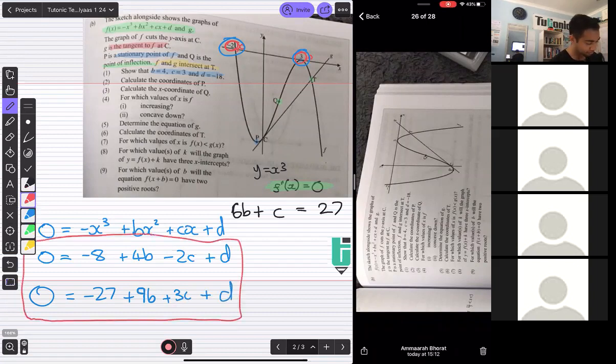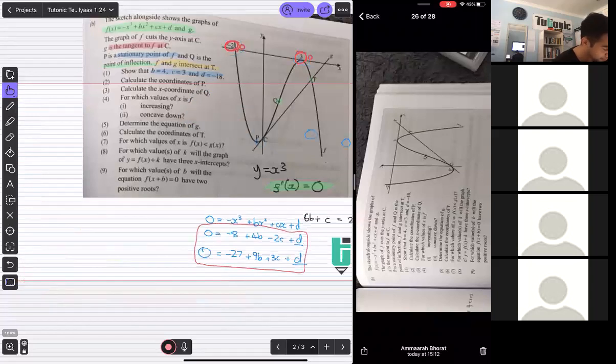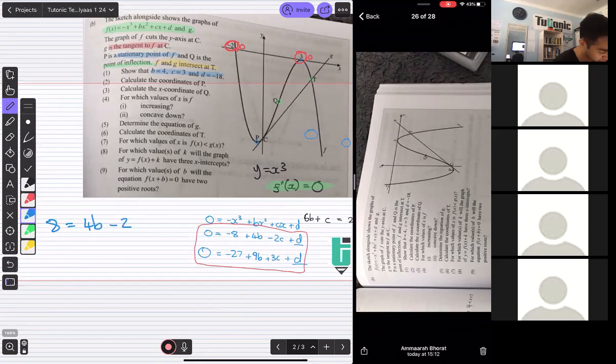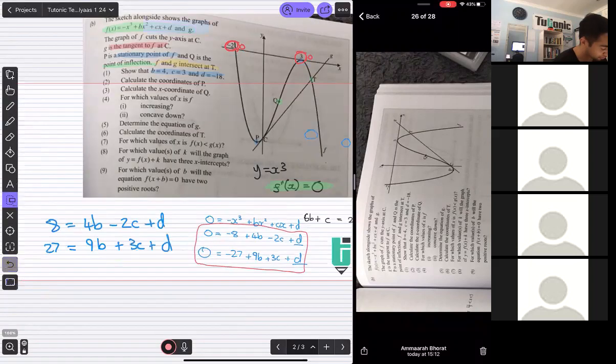We can solve simultaneously. But do you notice something that's the same between the two of them? The d's. So what can you do? We subtract. You subtract them, right? So I'm going to make it look nice and just take the 8 over. So it becomes 8 equals 4b minus 2c plus d. And then 27 equals 9b plus 3c plus d. In fact, we subtract the first from the second, because that's bigger. So you're going to do that.